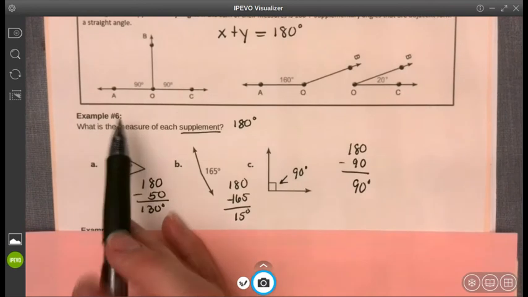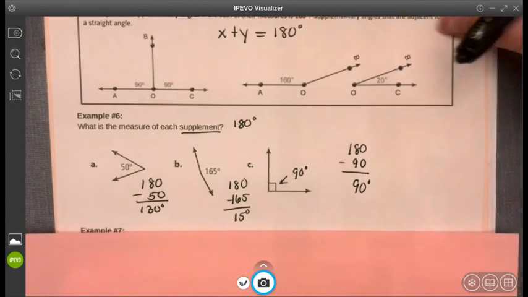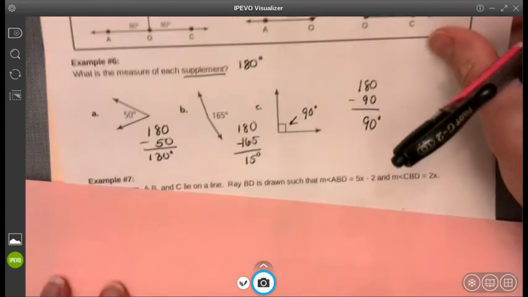Don't worry that we jumped to example number 6. We just made a mistake in the numbering. We didn't skip anything. Question number 7.